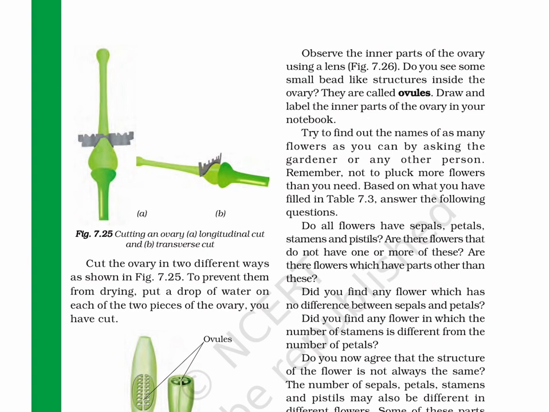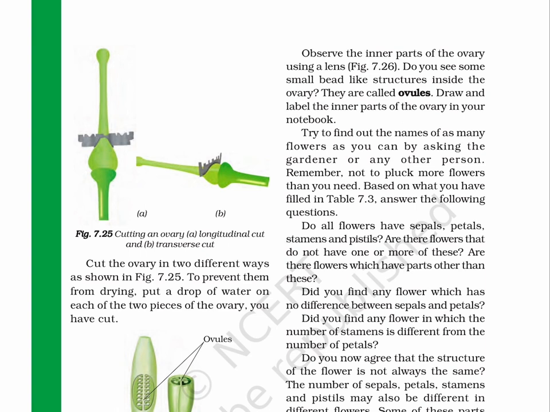Try to find out the names of as many flowers as you can by asking the gardener or any other person. Remember not to pluck more flowers than you need. Based on what you have filled in table 7.3, answer the following questions. Do all flowers have sepals, petals, stamens and pistils? Are there flowers that do not have one or more of these? Are there flowers which have parts other than these?